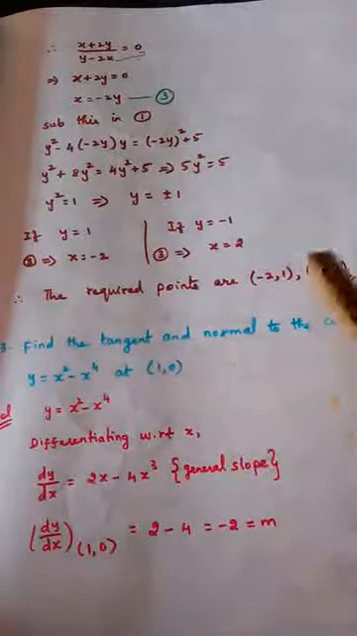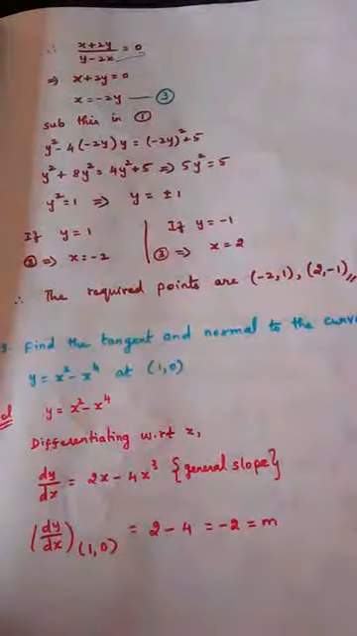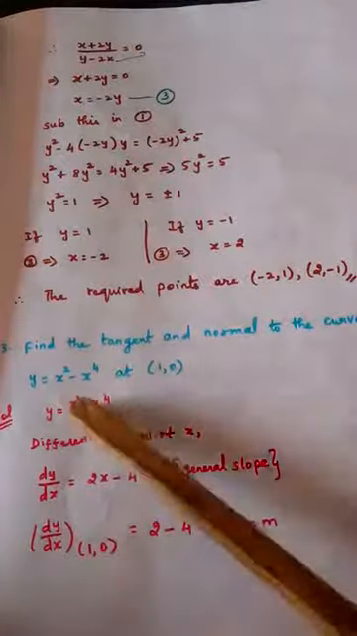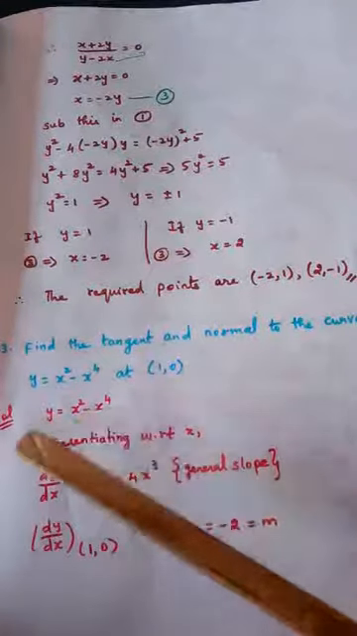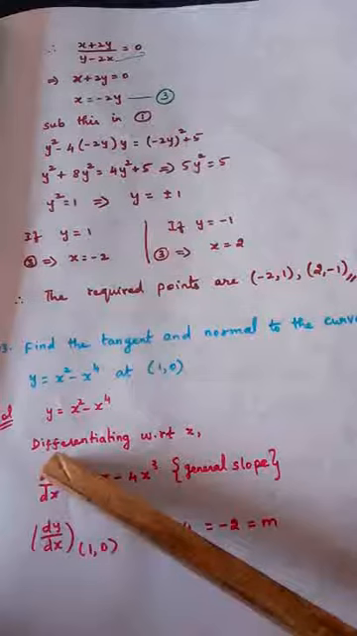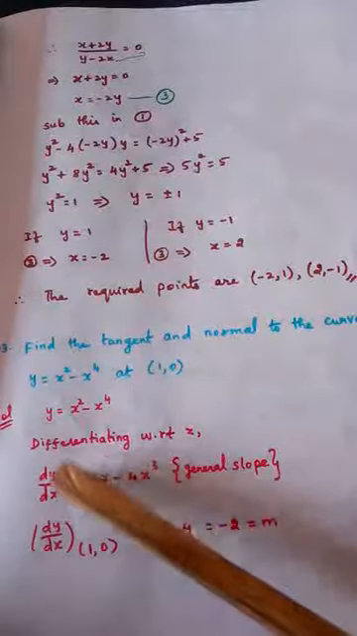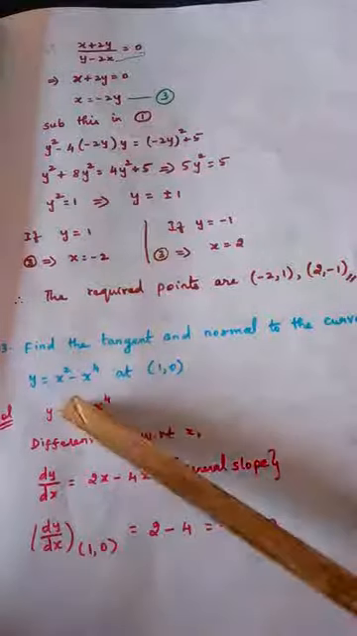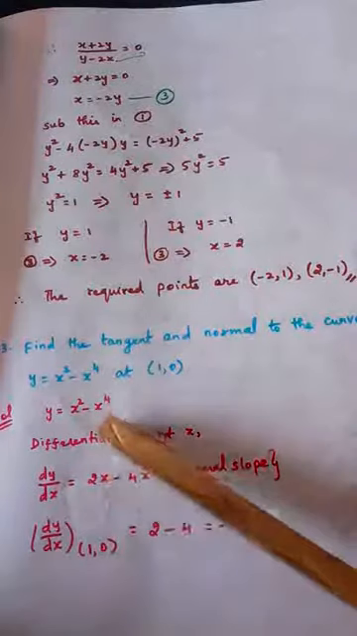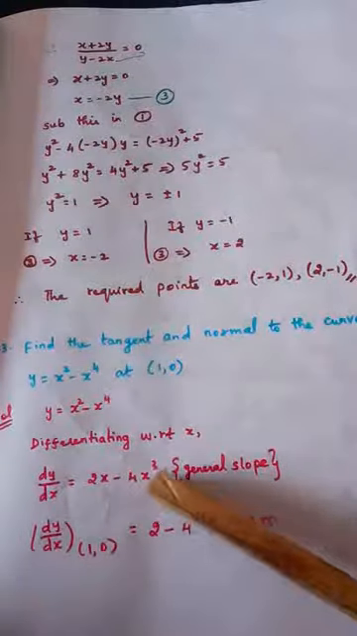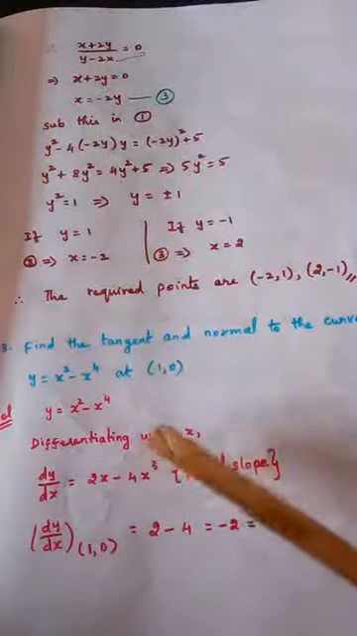At which point? 1, 0. What is the curve given? y is equal to x square minus x power 4. As usual, first we are just writing the curve given. Immediately we will go for differentiation, because then only we can find out the slope of the curve. Differentiating with respect to x, y becomes dy by dx, x square becomes 2x, x power 4 becomes 4x cube. These are all differentiation formulas which we have studied in the first class of this chapter.